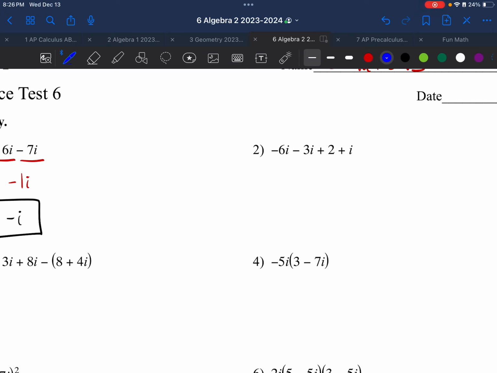I only have one real term, this plus 2, so I'll rewrite a positive 2. And then I have 3 imaginary terms. In this case, I have a negative 6i, a minus 3i, and a plus i. These will have a plus 1 in front of the i. The coefficient is 1. If I add these together, I have negative 9 here, and then I go in a different direction to negative 8. This is going to be minus 8i for my final answer, which I'll then box.